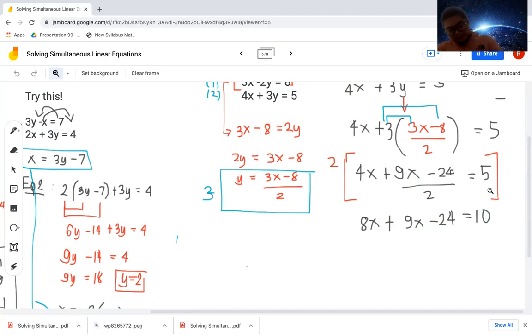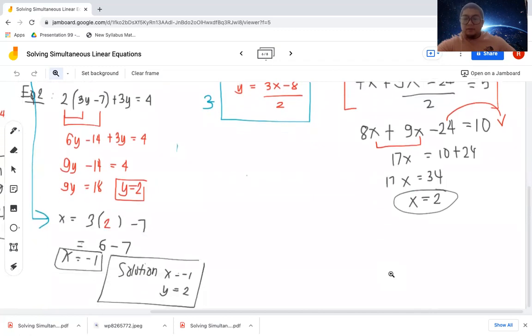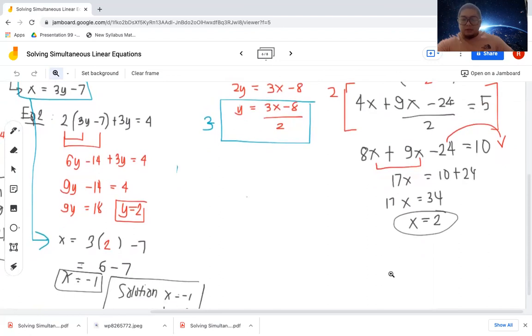So you will combine these two, and this one will go to the other side to give you a calculation of 17x is equivalent to 10 plus 24, which gives you 17x is equivalent to 34. And now x is equivalent to 2. So we divide 34 by 17 and we are going to get a value of 2. So now, having this said, what you need to do next is to solve for the value of y.